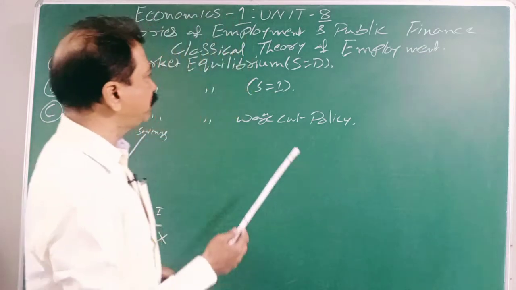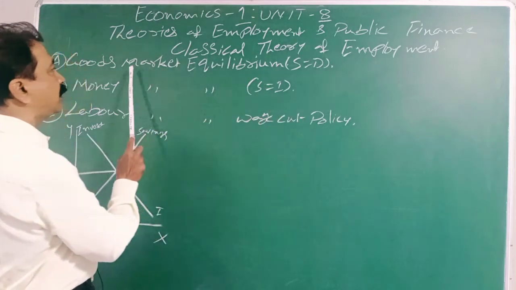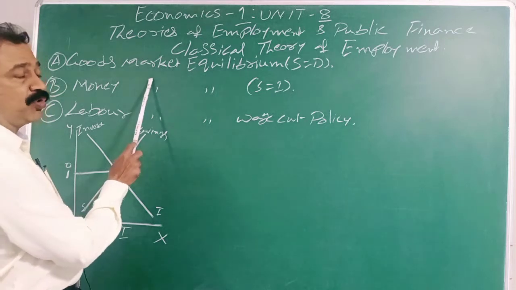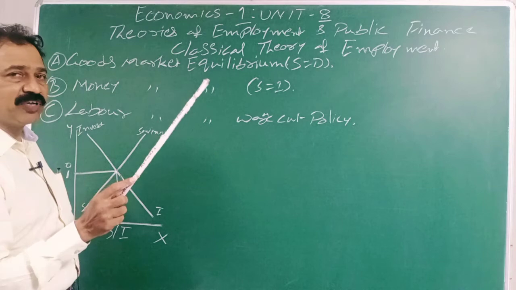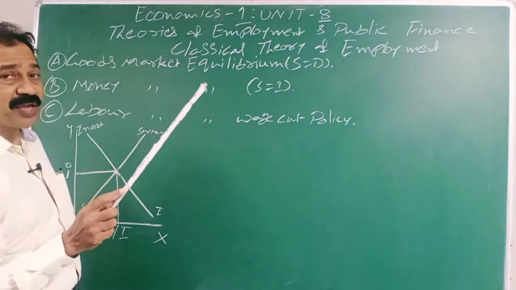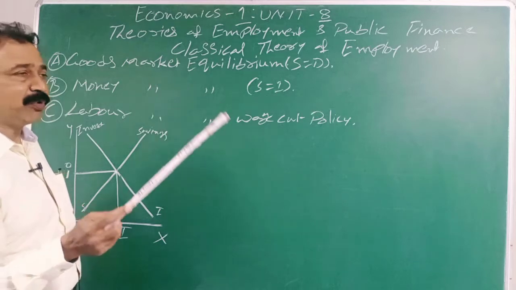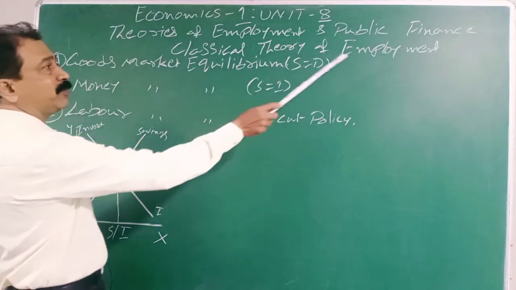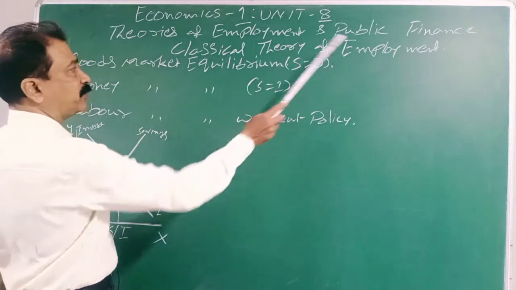But now we will see first, under the classical theory of employment, J.B. Say, John Baptist Say, the follower of Adam Smith. In the first chapter we discussed this in the definitions. Adam Smith had some followers. Out of them, J.B. Say and J.S. Mill are very important persons. J.B. Say had his own theory of employment. He is a classical economist.